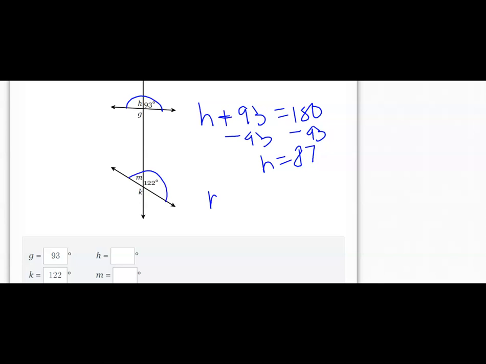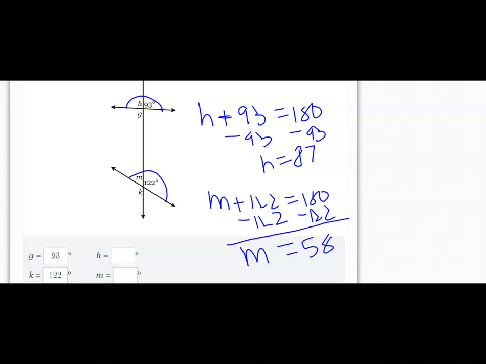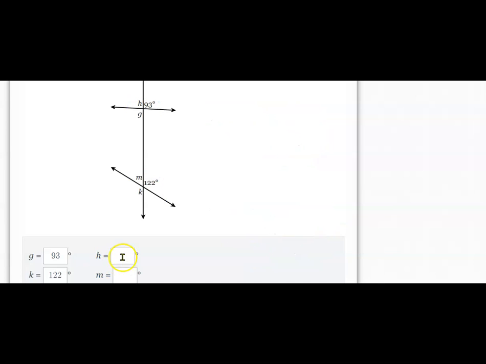M and 122 are also supplementary. Use your inverse operations. This marker is terrible. And use your calculator if you need to. 58. So H is 87 and M is 58.